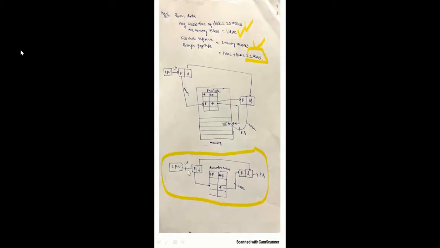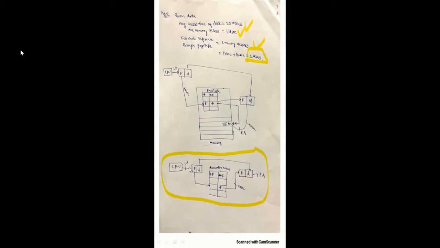That's all. So if there is a TLB hit, this is called, if CPU wants to access page P and this page P is present in associative memory, then we call it a TLB hit. Remember this terminology. If CPU wants a page P and the page P is present in associative memory, then it is called a TLB hit. And TLB hit takes only 1 microsecond. Okay, as given in the question.